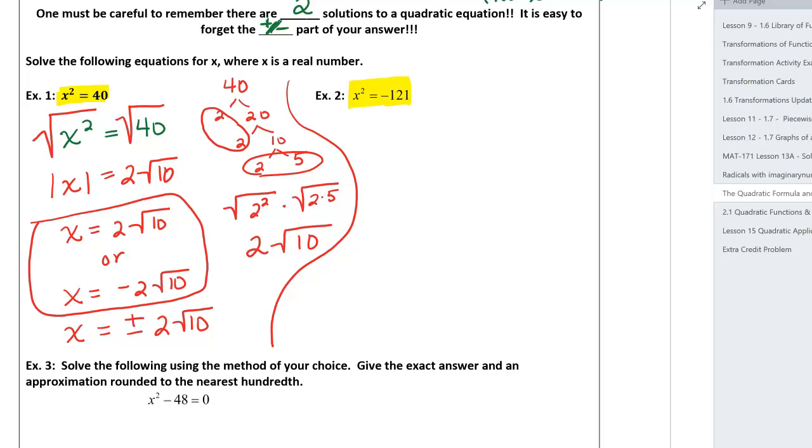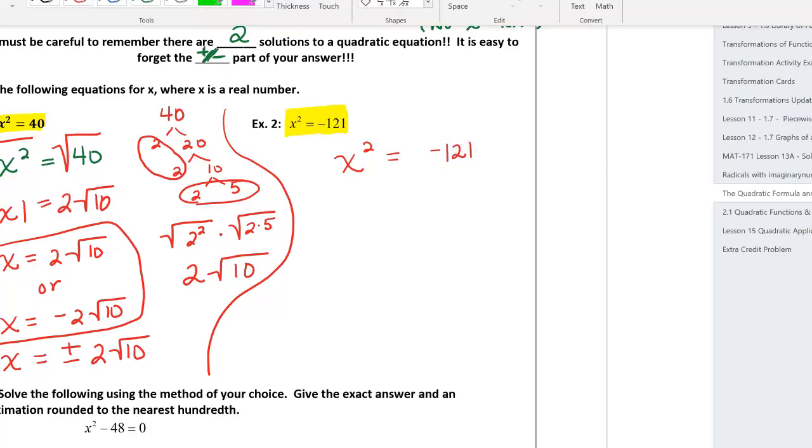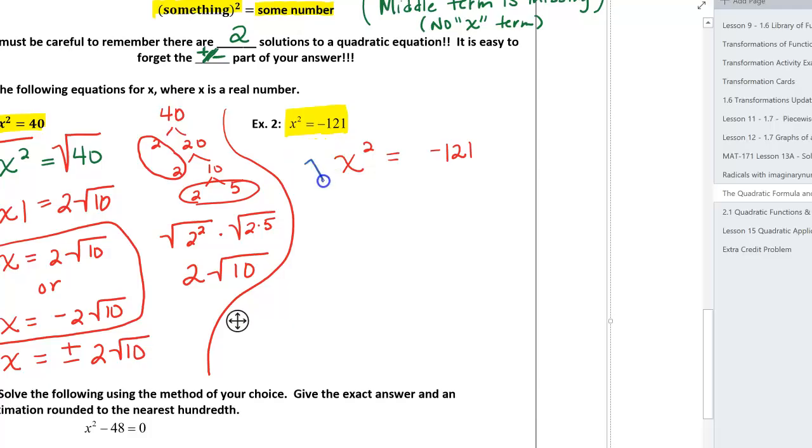Lesson 13B, Part 2, Example 2. In Example 2, we are solving x squared equals negative 121. So what I'm going to do to solve this equation, because it's in this very specific special form, is take the square root of both sides.